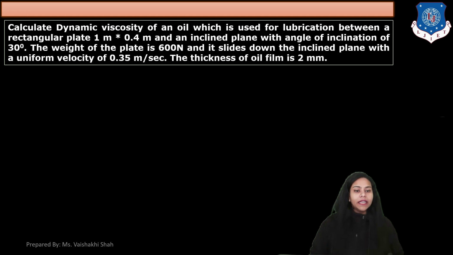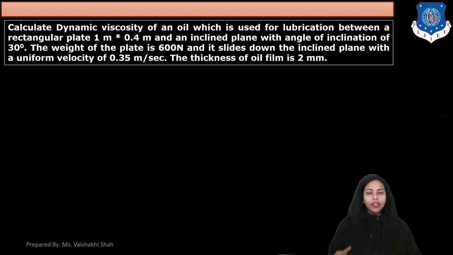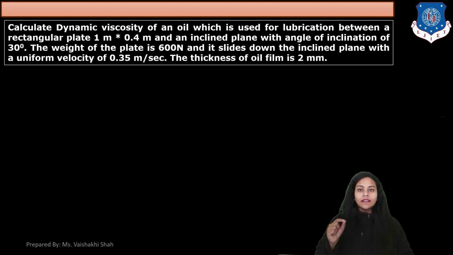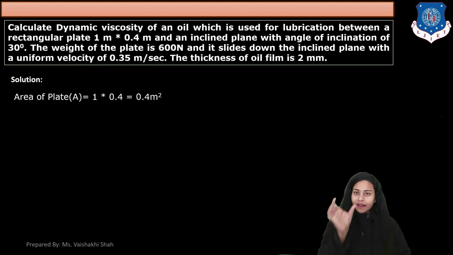The weight of the plate is 600 Newton and it slides down the inclined plane with a uniform velocity of 0.35 meter per second. The thickness of the oil film is 2 mm. Now, in this data, first of all, the rectangular plate is given to you and the area of the rectangular plate is 1 meter into 0.4.